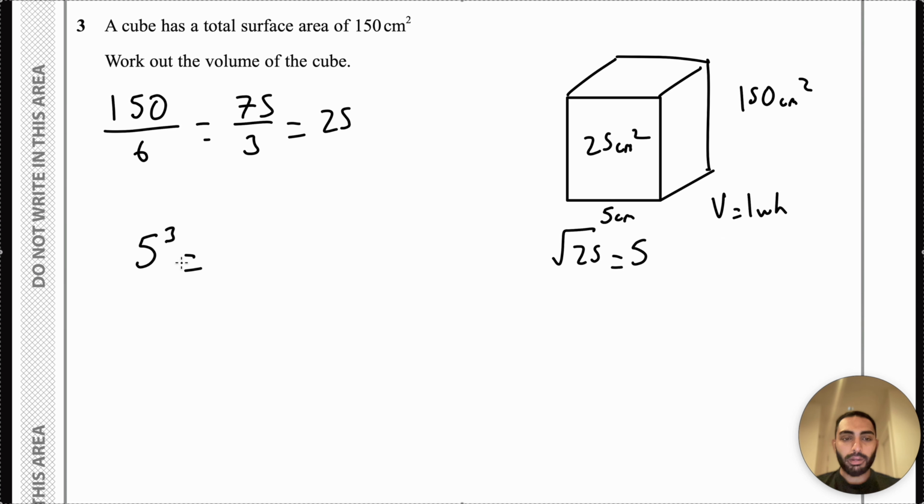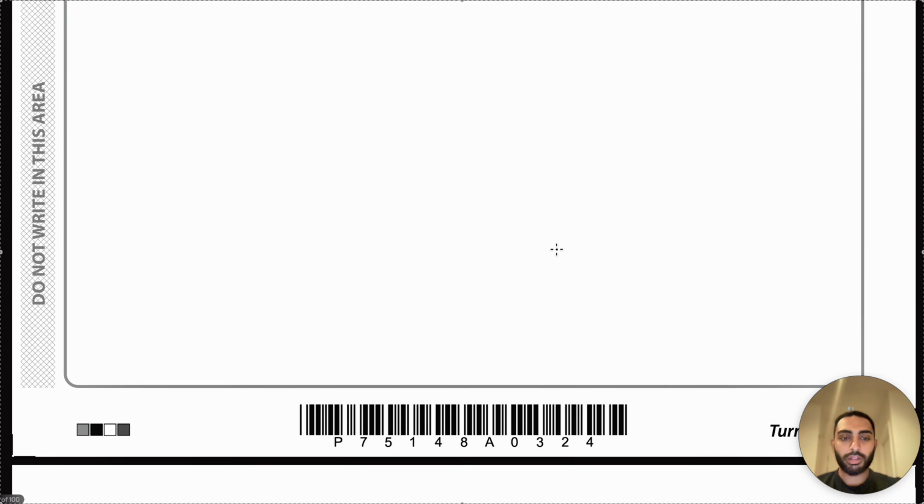So 5 multiplied by 5 multiplied by 5. I already know 5 squared is 25, and 25 times 5 would be 125. So the units would be centimeters cubed because it's volume.